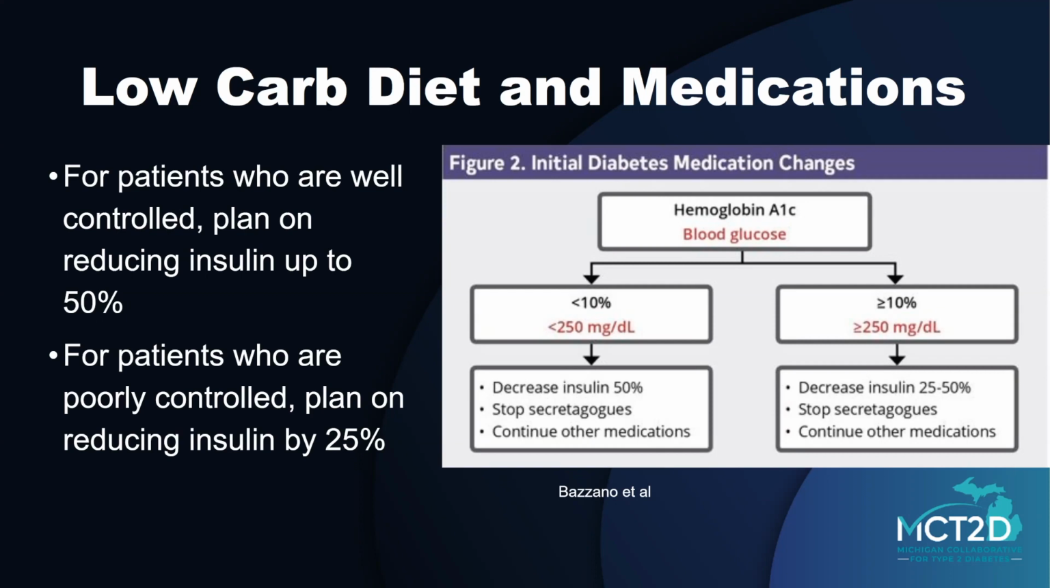Stop sulfonylureas and other secretagogues that cause the pancreas to produce insulin. Continue other medications. Now, for those people who are very poorly controlled, with a hemoglobin A1C greater than 10%, we don't want to cut quite as much, maybe by 25%, depending on how poorly controlled they are. But again, stop the sulfonylureas and other secretagogues and continue other medication.